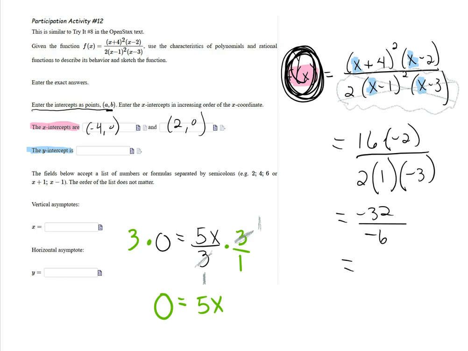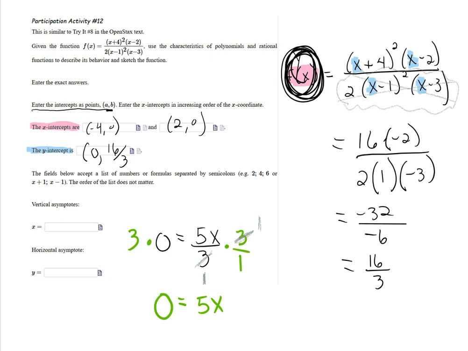It's a negative divided by a negative, which is a positive, but 6 doesn't go into 32, but they're both even, so I can at least reduce it to 16/3. What do they want? Enter the exact answer. So I can't change that to a decimal because it's repeating. So this is going to be 0 comma 16/3.